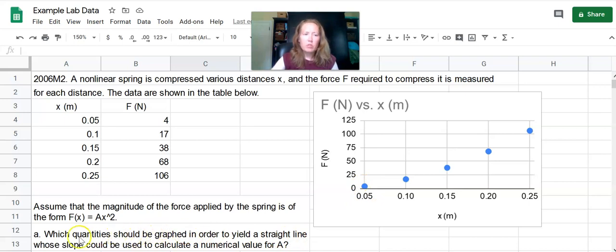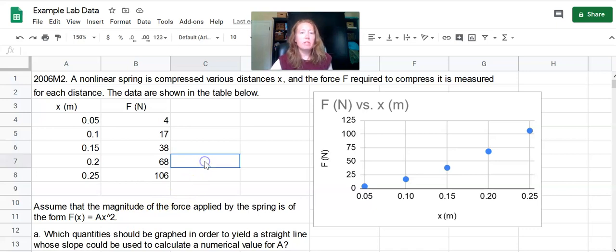So the first question is, which quantities should be graphed in order to yield a straight line whose slope could be used to calculate a value for A? We're looking for this coefficient right here. And since everybody can calculate the slope of a line, that's this process of linearizing, making something into a line when it's not. That idea is basically like if you didn't have a graphing calculator, this is what you would do.